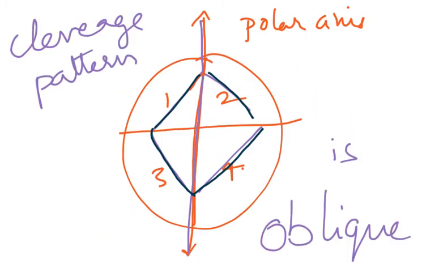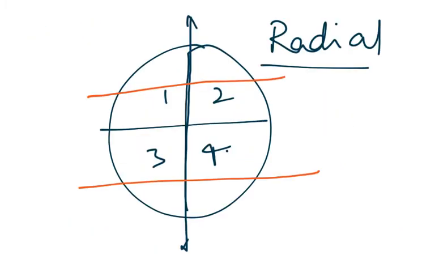So for spiral cleavage, the cleavage pattern is oblique to the polar axis. If the cleavage pattern is radial, we call such kind of cleavage radial cleavage.